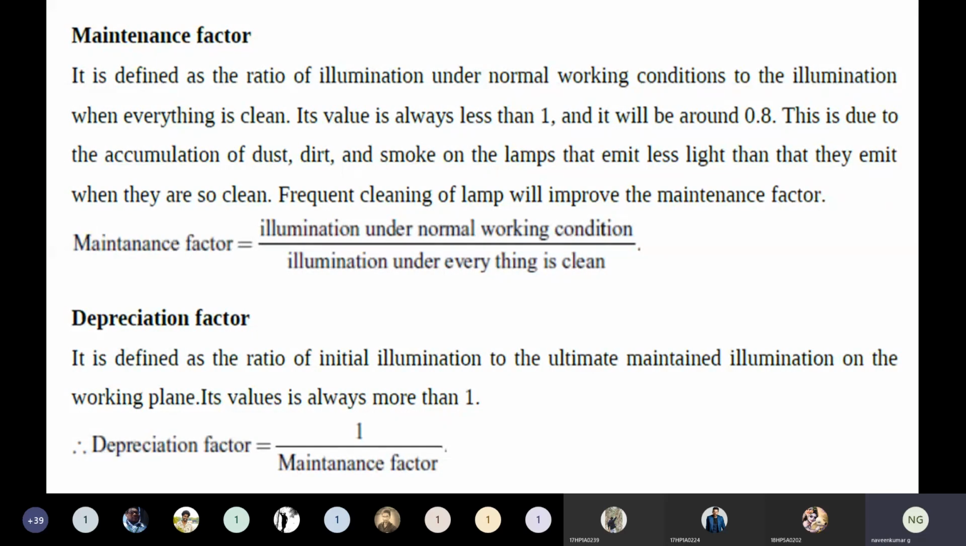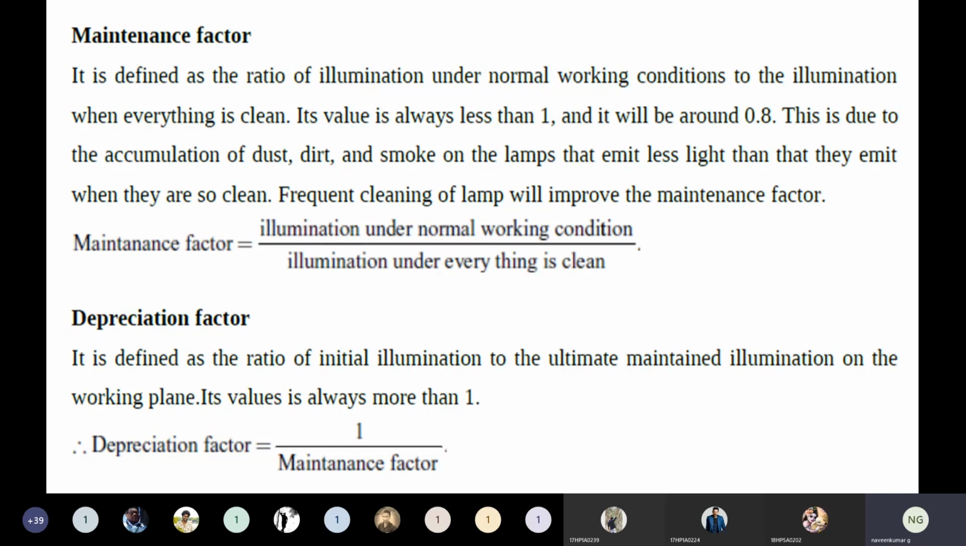It is defined as the ratio of illumination under normal working conditions to the illumination when everything is clean. Under normal working conditions, you will definitely have some dust, dirt, accumulated smoke, etc. accumulated on the surface of the illuminating source or the illuminating body. For example, in industries, which continuously release dust, dirt, smoke, etc., that dust is deposited on the source of light. So what is happening? Your illumination gets down.